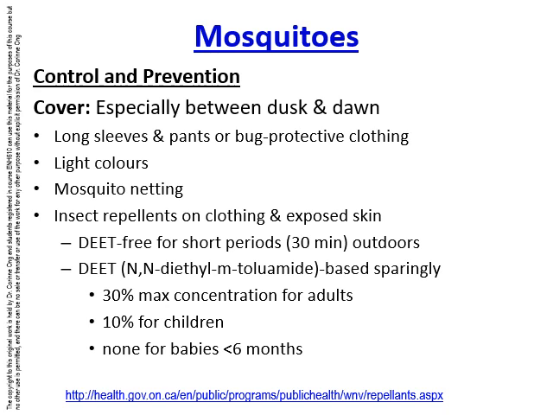Insect repellents can also be sprayed on clothing and exposed skin. They should contain DEET, but at no more than 30% concentration for adults and 10% for children. DEET-based repellents should not be used on babies under the age of 6 months. And if you're only going outdoors for a short period of time, 30 minutes or less, then DEET may not be necessary.